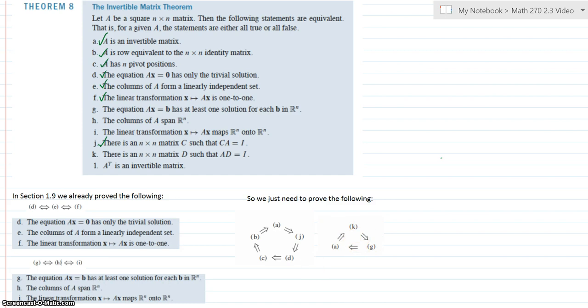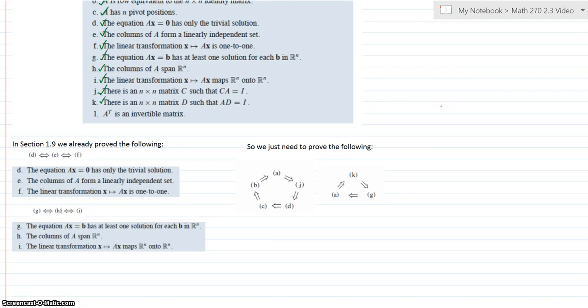So then we're going to go back to A and then prove K and then G. And then we know again from the left side here that that automatically gives us H and I. And we have proved most everything except for L. L, you can find a proof from the last section that A is invertible is equivalent to the transpose being invertible.